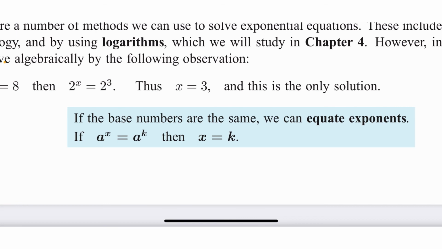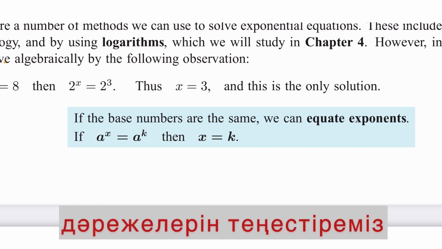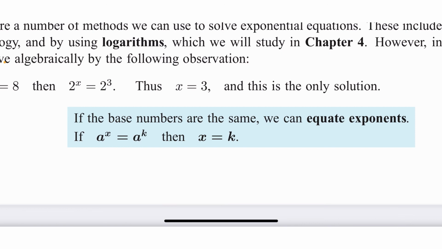If the base numbers are the same, we can equate exponents. This is a very important thing. If a to the power of x equals a to the power of k, then x equals k, because we equate exponents.